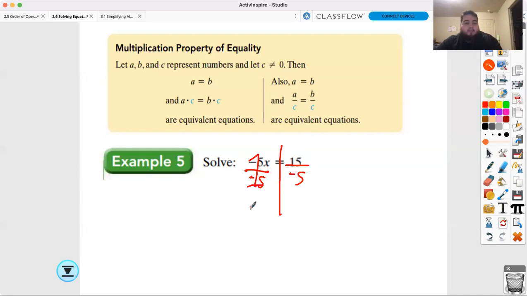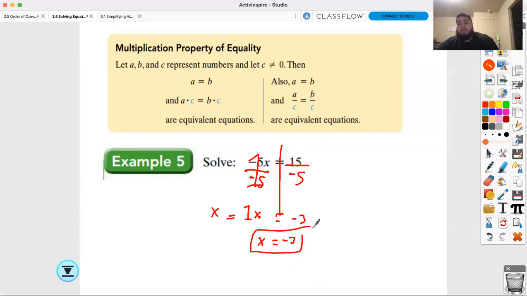So we get 1x, right? Because 5 divided by 5 is 1. But 1x is the same thing as just x. We don't need to include the 1 at all. So let's go ahead and keep going. Then 15 divided by -5, guys, is -3. So then we get x equals -3 because we divided both sides by -5.